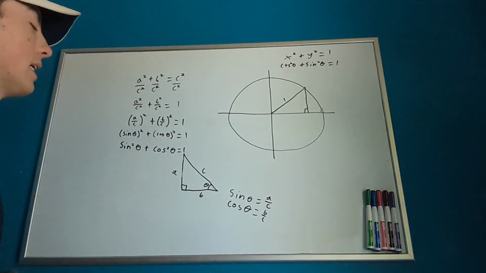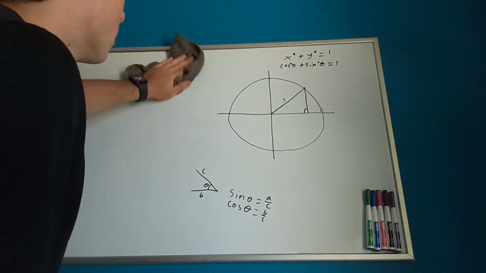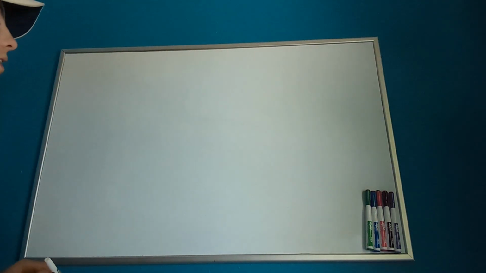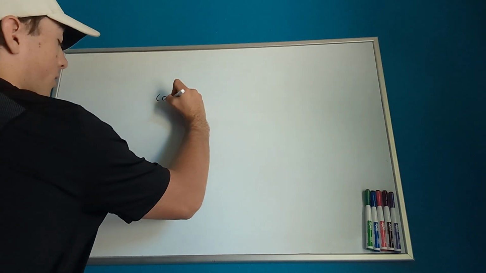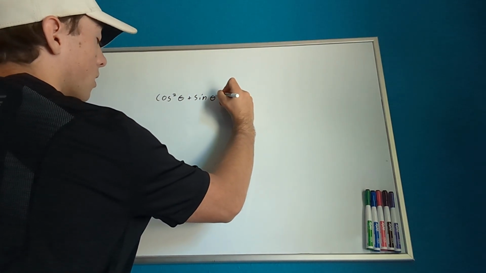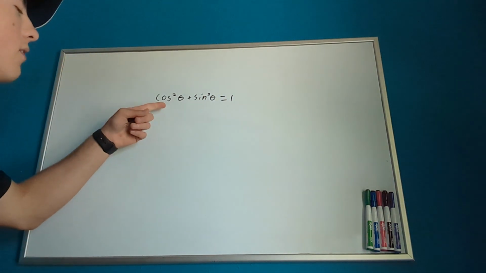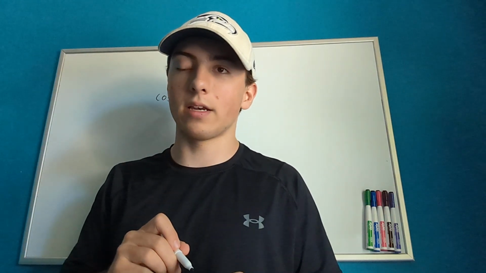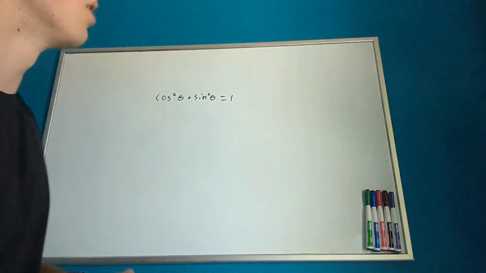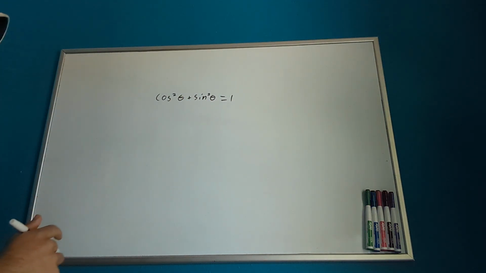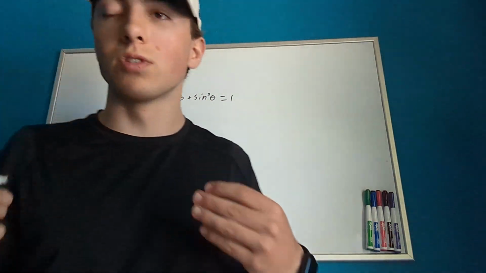Now, why do we actually care about the Pythagorean identity? Well, we should care about it because if we are given the cosine or sine of an angle, we can now figure out the other one, because we would have just one variable to solve for. With this, we can also solve for the other Pythagorean identities.